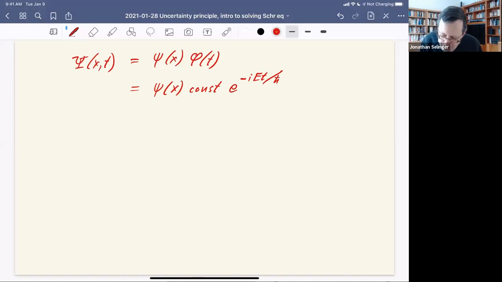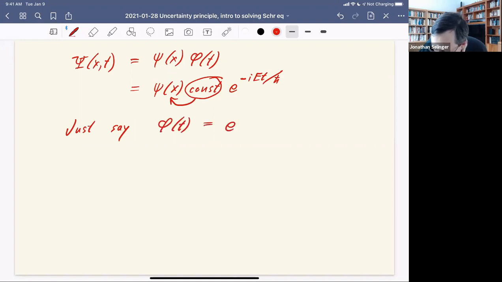Typically, what people do is they take this constant and they say, oh, well, I'm going to shove it into the psi, the thing that I haven't solved for already. And so we'll just say phi of t is equal to exponential minus i E t over h bar, and put the constant into the thing that we haven't solved for yet. Okay. That takes care of the time-dependent part.